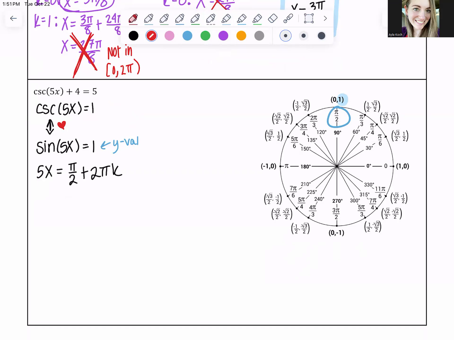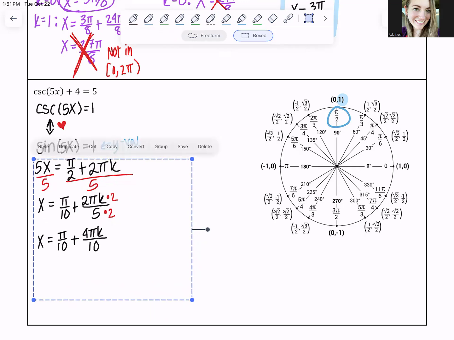And to get x by itself, I am dividing, not by x, by 5, dividing everything by 5. You get x is equal to pi over 2 divided by 5 is pi over 10, plus 2 pi k over 5. I want these to have the same denominator, so I'm going to make both denominators 10, multiply by 2 on the bottom, multiply by 2 on the top. You end up with x equal to pi over 10 plus 4 pi k over 10, which means it's going to go up by 4 pi each time.